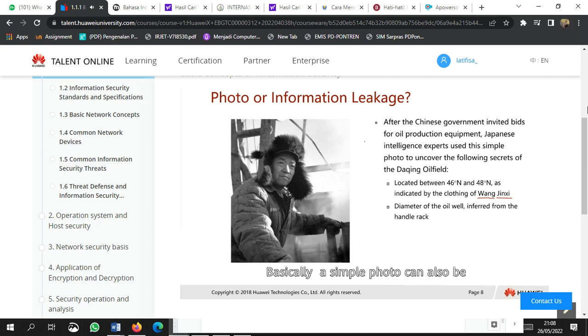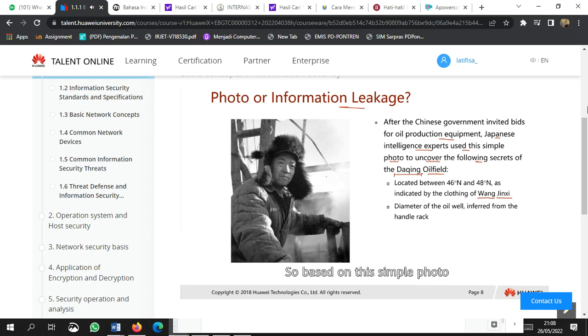Basically, a simple photo can also be what we call information leakage. After the Chinese government invited bids for oil production equipment, Japanese intelligence experts used this simple photo to uncover the following secrets of the Daqing oil field. So the government was opening up the tender to see who could participate to provide the equipment for the oil production.